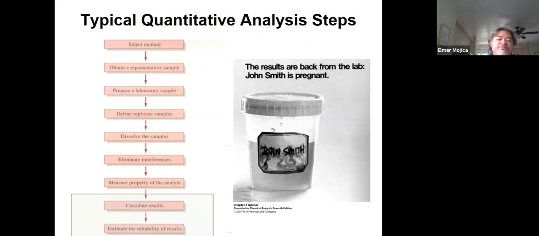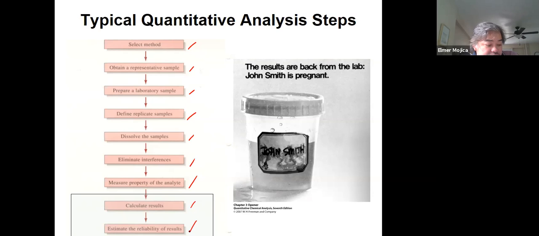So in every measurement, there is always an associated errors. Okay? If you recall in our last meeting, these are the typical quantitative analysis. Okay? So we discussed, first thing that you're going to do, you select a method, you obtain a representative sample, and then you prepare your laboratory sample. You define the replicate samples, and then you dissolve the sample, you eliminate interference, and then you do the analysis. And once you get the analysis, you will have what? You calculate the results, and then you estimate the reliability of the results.